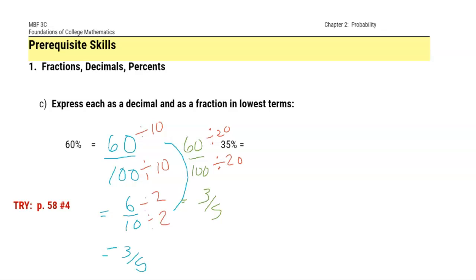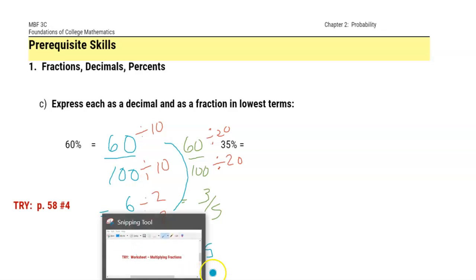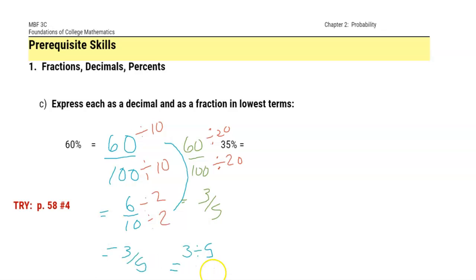Okay, so now that we have this in fraction form, we remember that 3/5 really just means 3 divided by 5. And so if I divide 3 by 5, I'm going to get 0.6. Right? So at the end of the day, what is my value of 60% as a fraction? Well, it's 3 out of 5 in lowest terms. And what is my value of 60% as a decimal? Well, it's 0.6. Okay, so that's one approach that we can take to getting fractions and decimals from percents.